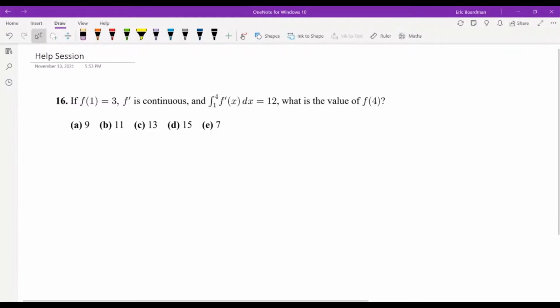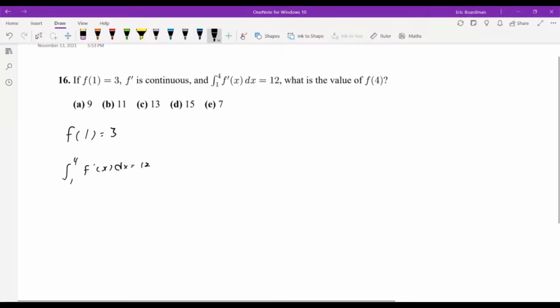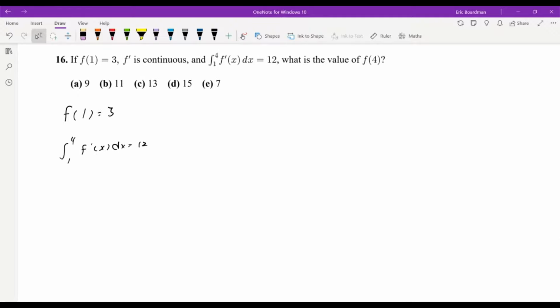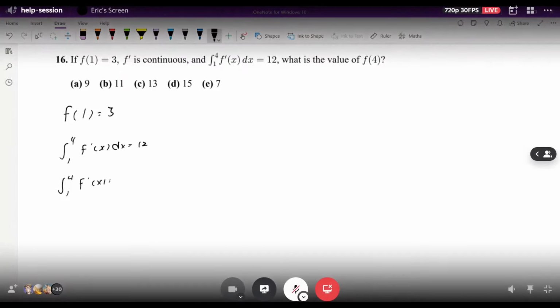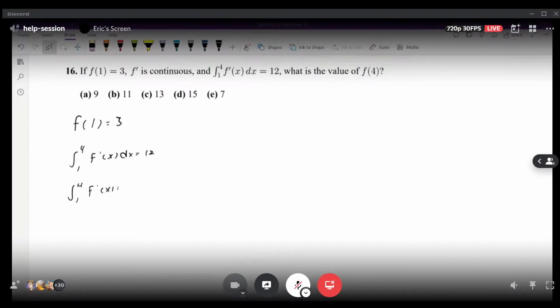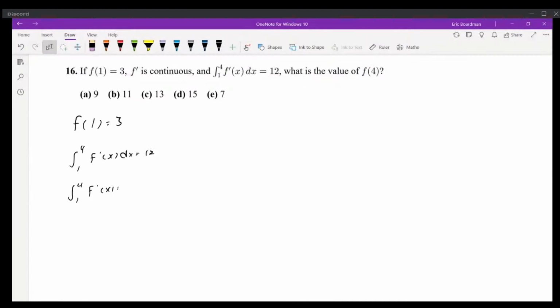So we have that f of 1 equals 3, and that the integral from 1 to 4 of f prime of x dx equals 12. And we want to find the value of f of 4. So we know that the integral from 1 to 4 of f prime of x is the same thing as the antiderivative of f prime evaluated at the two endpoints 1 and 4.